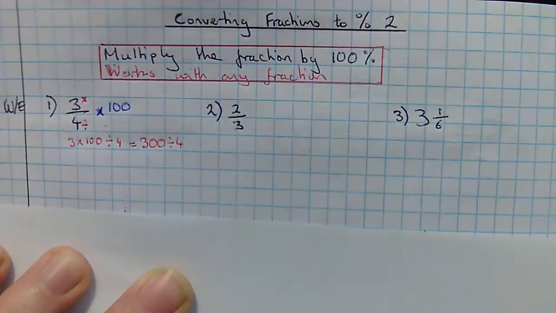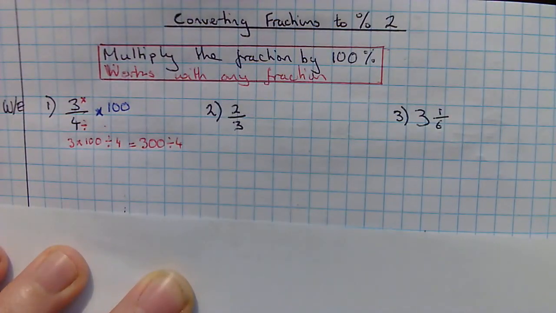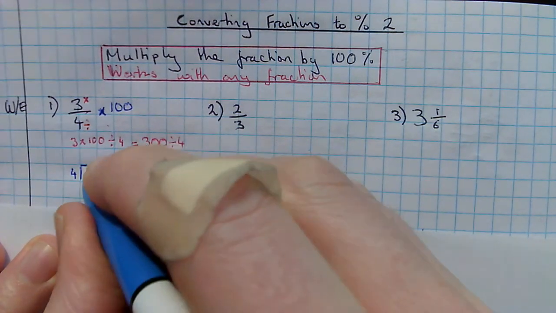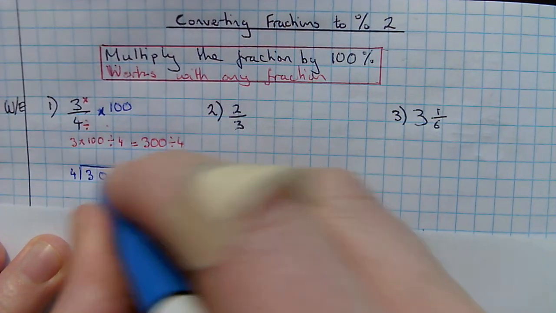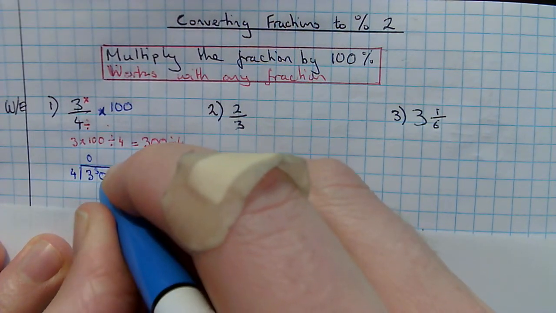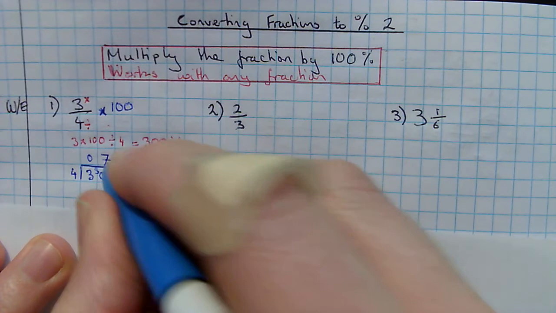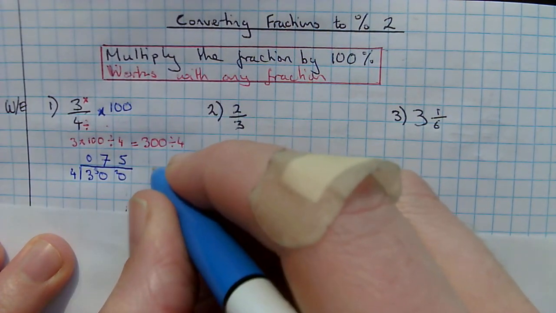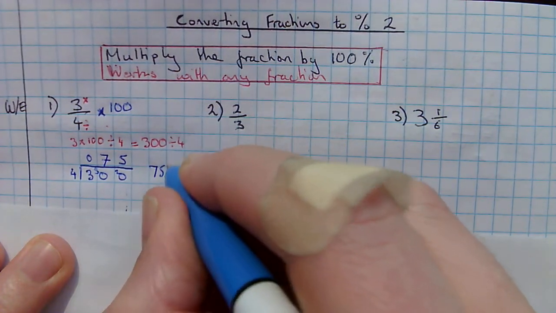Well, let's see. How many times does 4 go into 300? 4 goes into 3 no times, remainder 3. 4 into 30 goes in 7 times, remainder 2. 4 into 20 goes 5 times. So the answer is 75%.